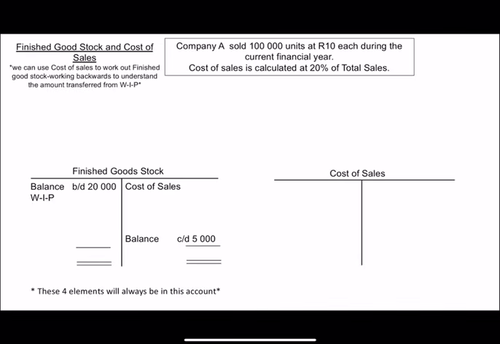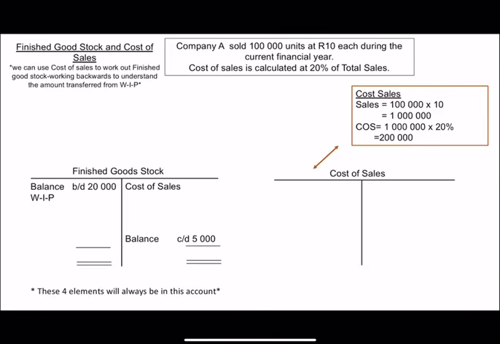Now remember, like I said in the previous one, we record sales. So we also have to record cost of sales, and our counter account for cost of sales is now finished goods stock. So the first thing we have to do is go and work out our cost of sales amount. And what we say is sales is 100,000 units times 10 Rand each, which gives us 1,000,000 Rands worth of sales. And our cost of sales was told to us that it was 20% of our total sales. And therefore our cost of sales is 200,000 Rand.